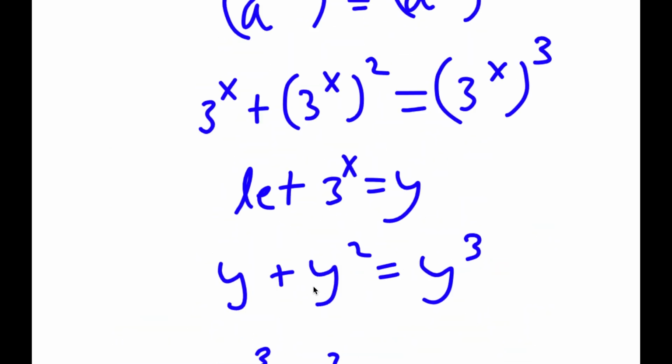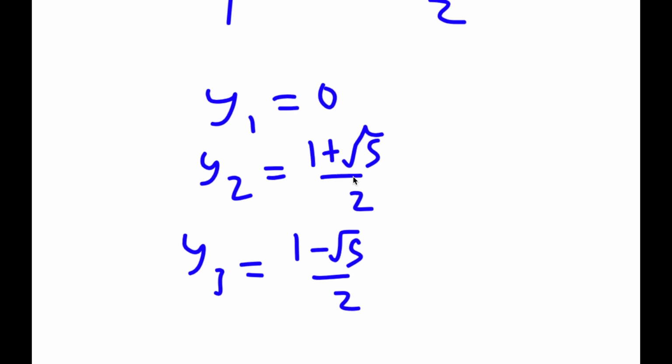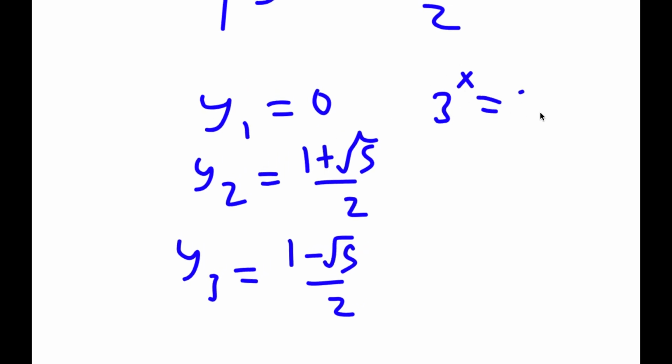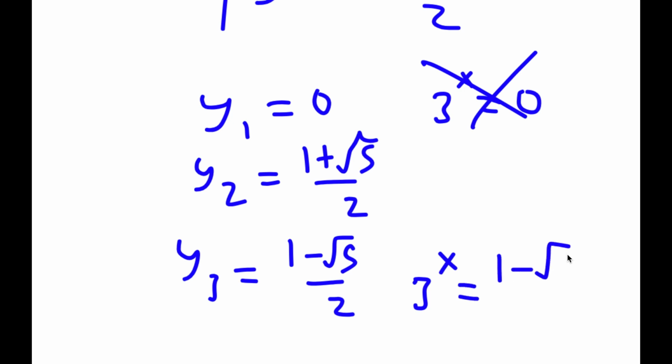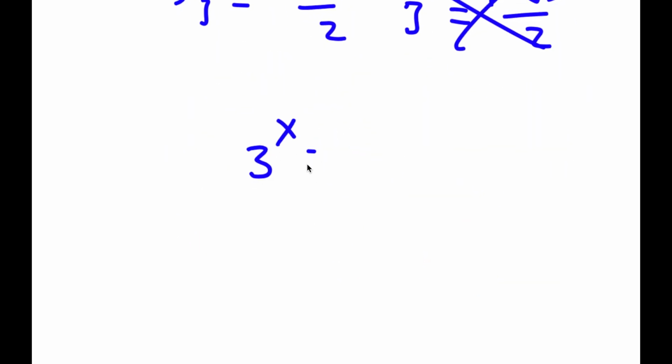Now remember how we set 3 to the power of x equal to y. So I have 3 to the power of x is equal to 0. This is our first value of y, and you can't take the power of a positive number and make it equal to 0, so this is wrong. Now I have 3 to the power of x is equal to (1 minus the square root of 5) over 2. 1 minus the square root of 5 is going to be a negative number, and you can't take the power of a positive number and make it a negative number, so this is wrong as well. So I'm left with 3 to the power of x is equal to (1 plus the square root of 5) over 2.